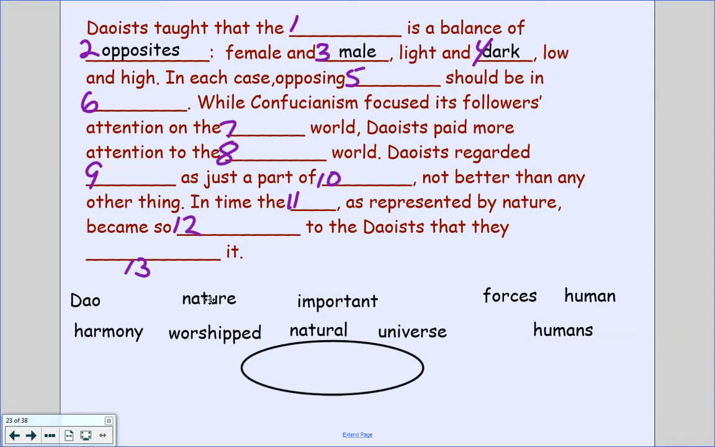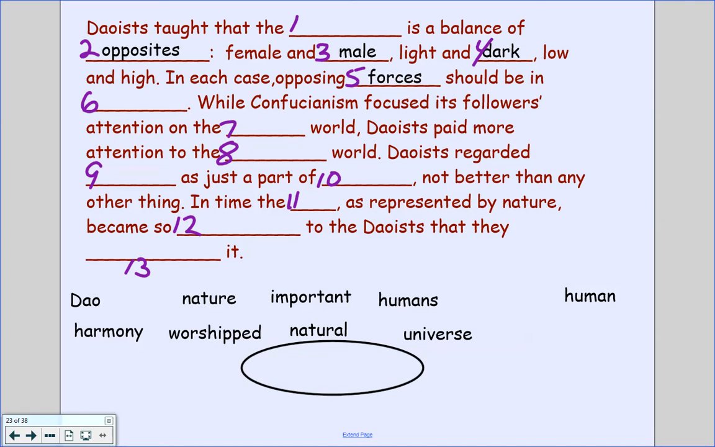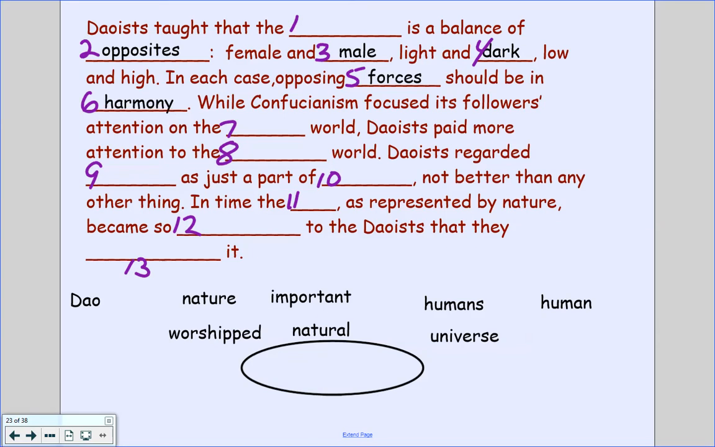In each case, opposing blank, looking at 5, should be in blank. So, opposing what? Well, male, female, light, dark, low, high, what are those? Those are opposing nature, opposing harmony, opposing universe, opposing humans, opposing forces. Here we go. Opposing forces should be in, what do we have left? We've got Tao, nature, important, humans, human, universe, worshipped, harmony. Harmony. Opposing forces should be in harmony.